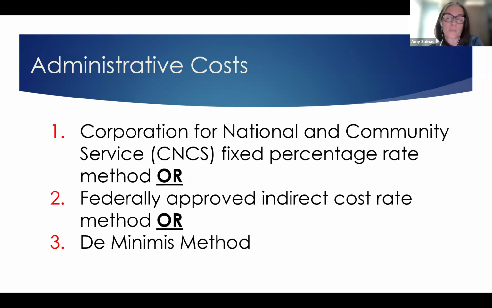No matter whether the fixed percentage or another indirect cost rate is used, most state commissions, I don't know if Serve Washington retains a portion of that. No. There are 3 different methods to calculate allowable administrative indirect cost, of which your program will select one. It's the 3 options you see on the screen: the CNCS fixed percentage rate method, the federally approved indirect cost rate method, or the de minimis method.